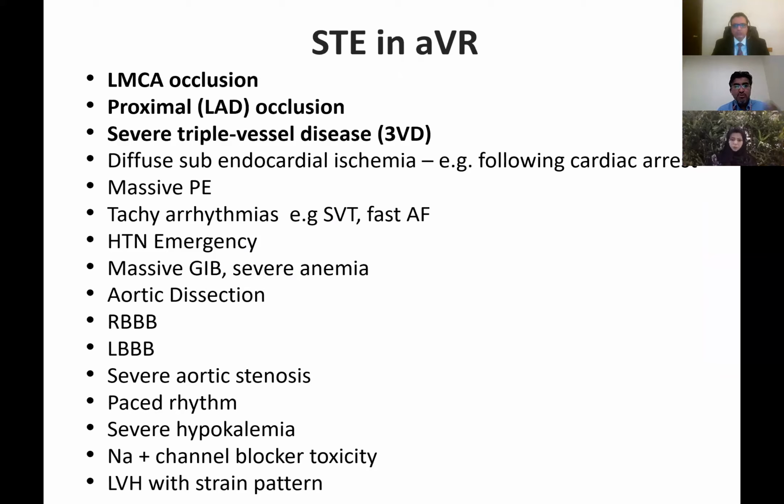Left main occlusion, proximal LAD, sometimes triple vessel disease, which is very difficult to know from the emergency point of view. But what I would emphasize, remember, other patients can have ST segment elevation in aVR, like massive PE, tachyarrhythmia, SVT and fast AF, hypertensive emergency, GI bleed or anemia, aortic dissection.